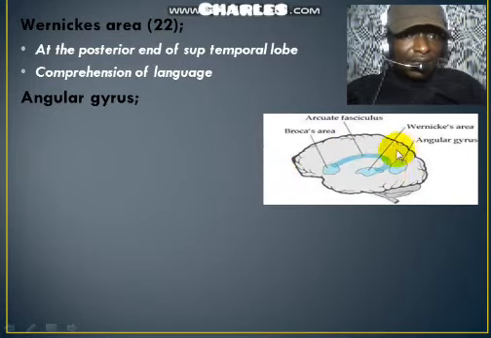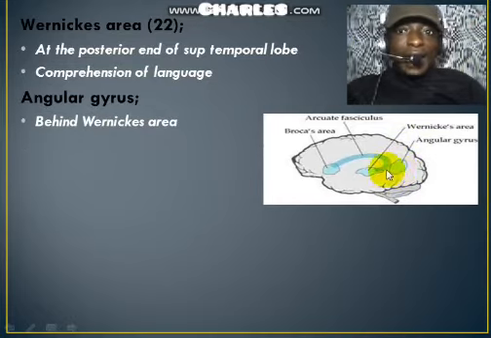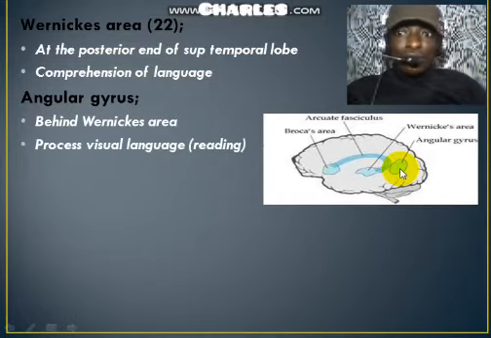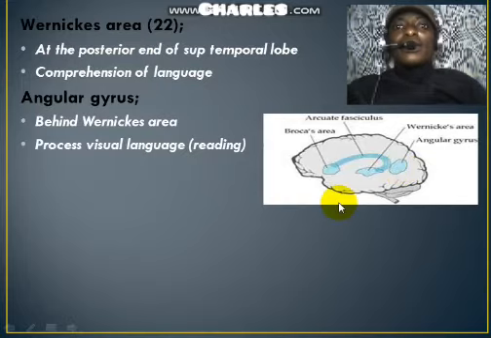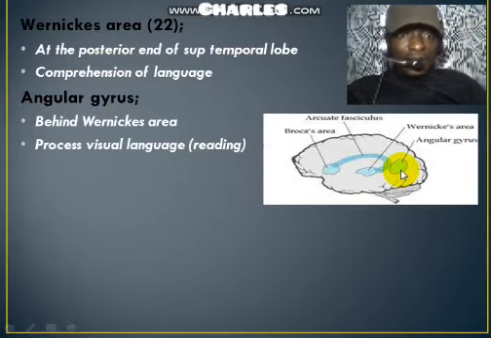This is the angular gyrus, right? Good. The angular gyrus is just behind the Wernicke's area. That is the location. What does it do? It processes visual language, that is reading. So you are able to read what is written on this slide because of the angular gyrus. It is involved in visual language. So when this part of the brain is affected, reading is impaired.